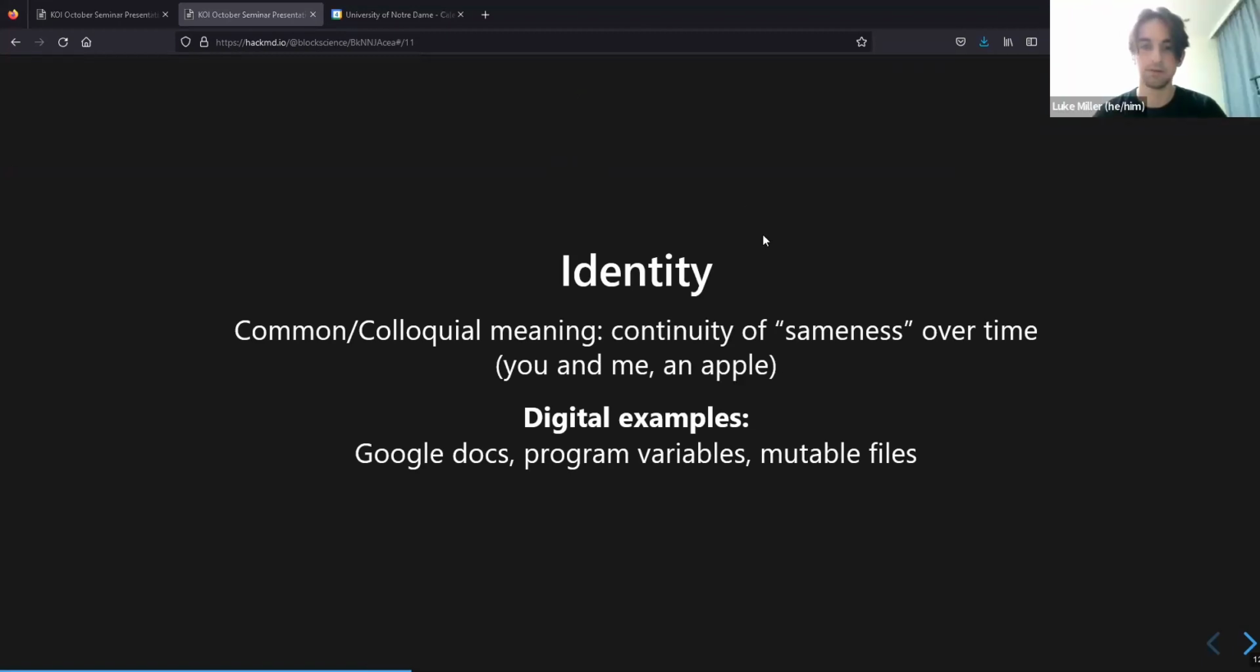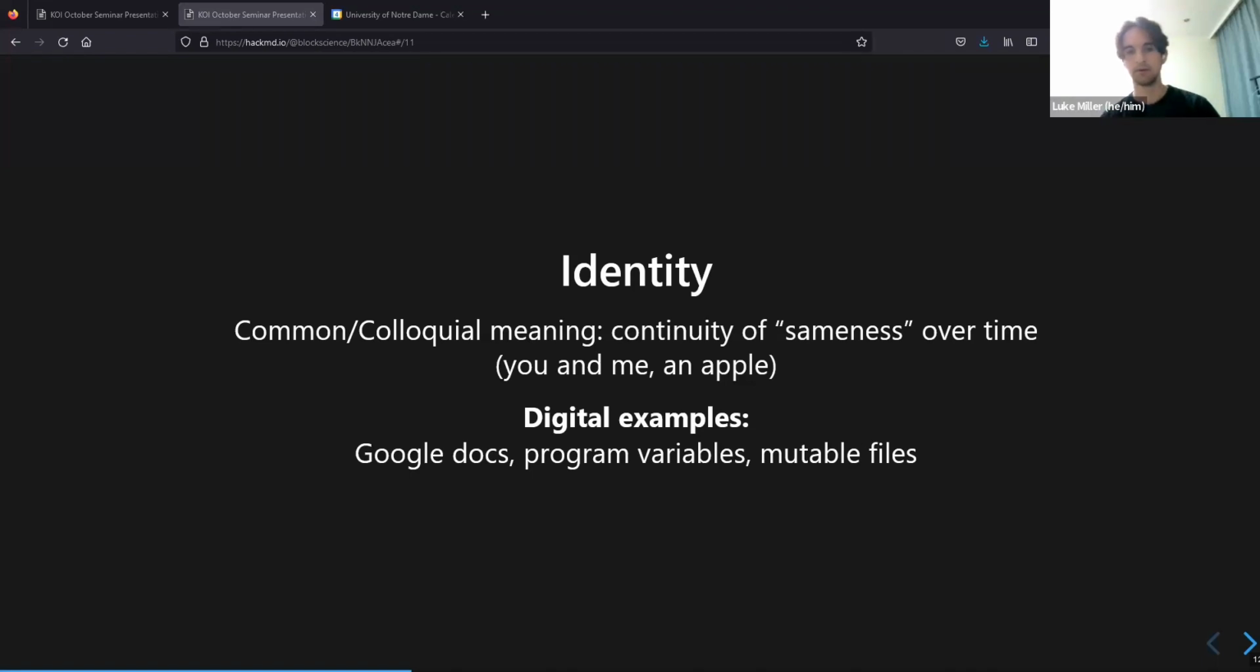Cool. So the next section refers to identity. Now that we've defined what these digital objects are, and the referent and reference components, the next big conceptual concept that we want to introduce is identity. The common meaning is just the sameness of things over time. So me as a person, my body and thoughts and personality change over time. There's this continuity of me being the same person over my entire lifetime.